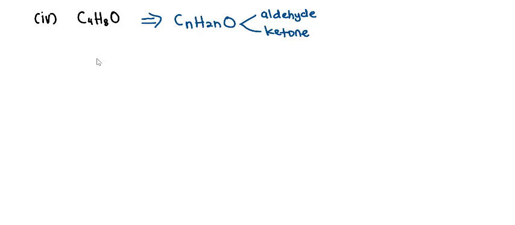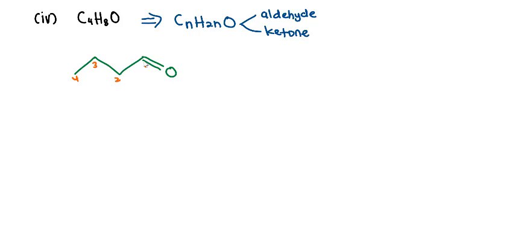So let's draw the first structure. Let's say I'll take an aldehyde. So we have 4 carbons, 1, 2, 3, 4. Let's label it 1, 2, 3, 4, and then let's put the C double bond O on the first carbon. So this is an aldehyde. For aldehyde, we have to remember that the C double bond O must be on the terminal carbon.